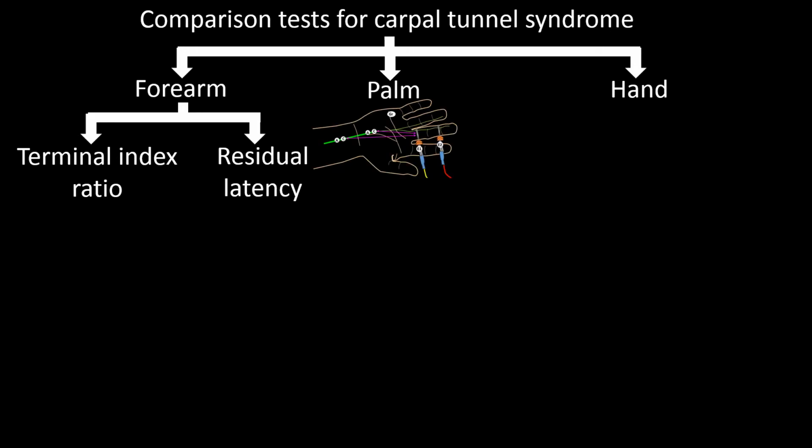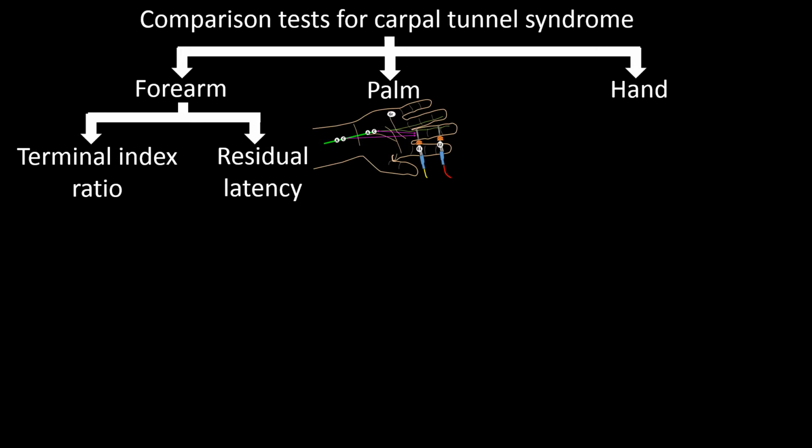In the palm, we can simply compare the conduction across the wrist, that is the conduction of the median nerve in the area bracketed in this figure, to the conduction of the median nerve from the palm to finger area, where I have placed the new bracket. Again, we are comparing median nerve conduction across the wrist with median nerve conduction from the palm to the middle finger in this frame.